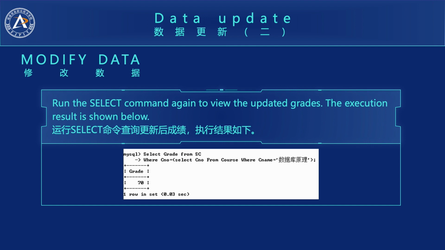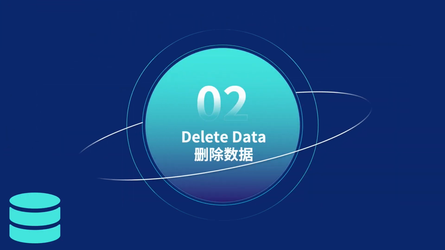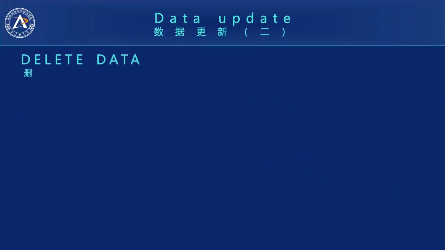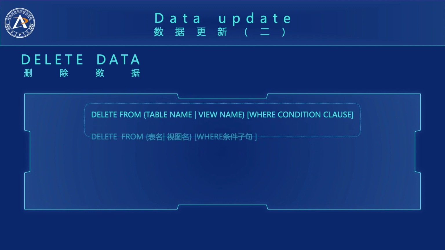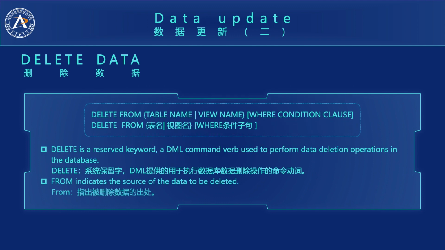Deleting data involves removing existing records from a table. In MySQL, the delete statement is used to delete records from a table. The syntax of the delete statement is shown on the screen. Delete from table name | view name, where condition clause.